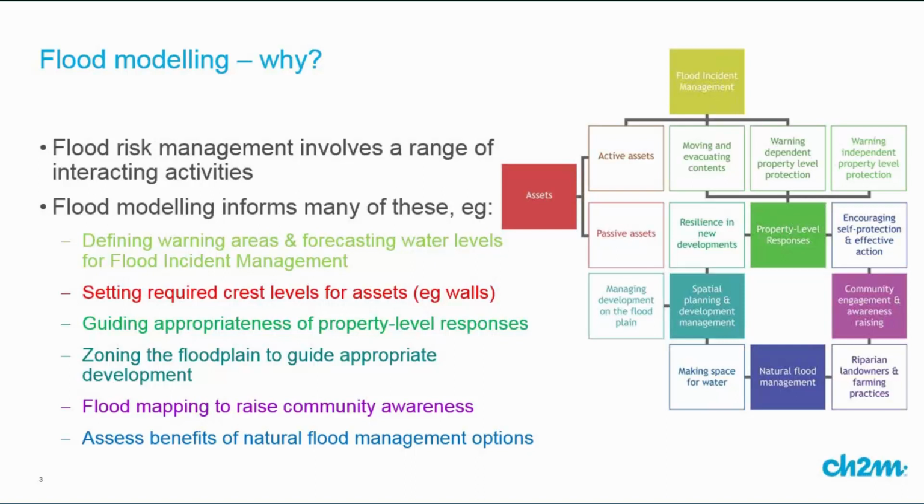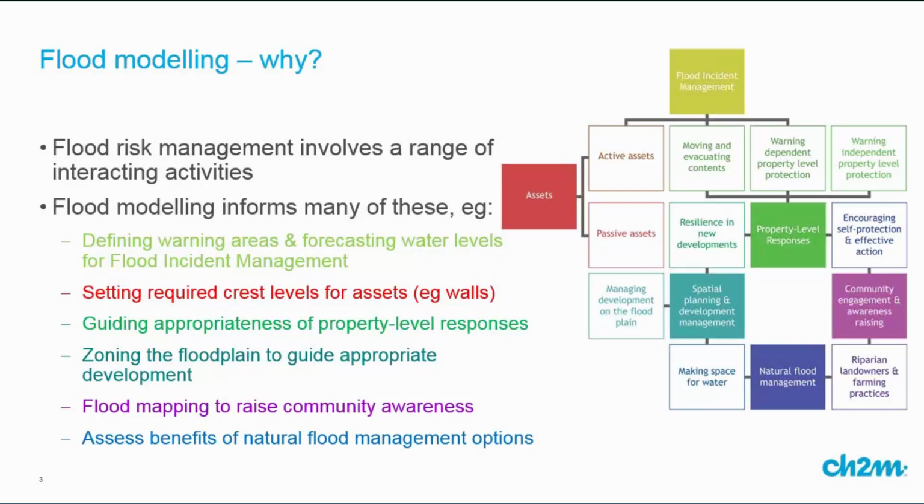So starting at the top with the flood incident management. Flood modelling informs the derivation of the flood warning areas and also is a key part of the process of flood forecasting for predicting water levels to issue warnings. Moving on to assets, now these may be active assets such as barriers and sluices, or passive assets such as flood defence walls and embankments. Now flood modelling is very important here through many phases of the process of appraisal and design of such schemes, and for example could be used to help set the crest levels for flood defence walls.